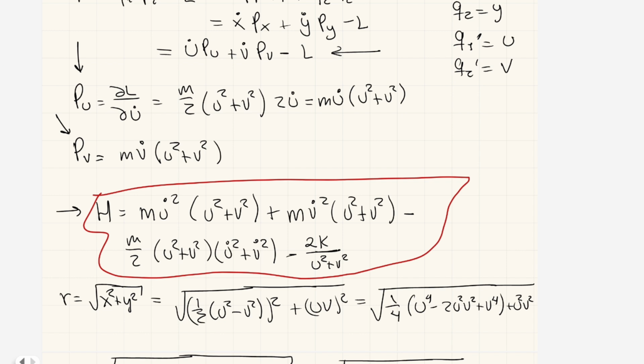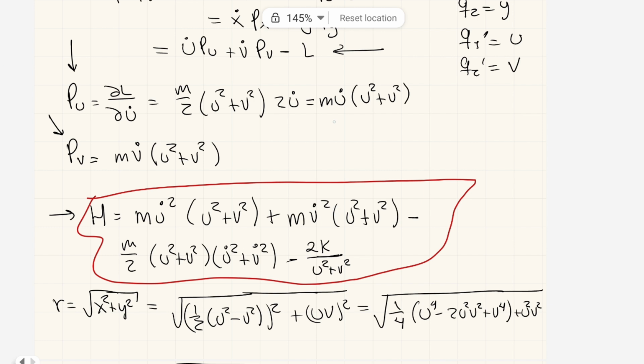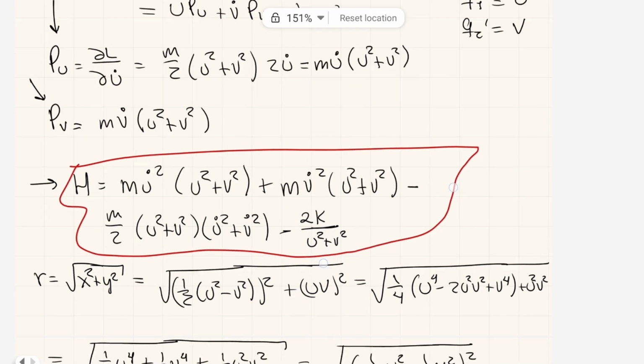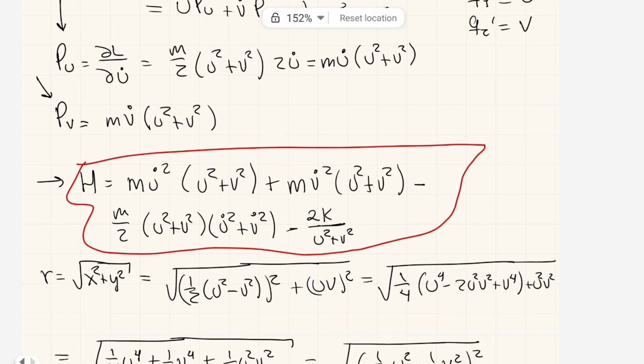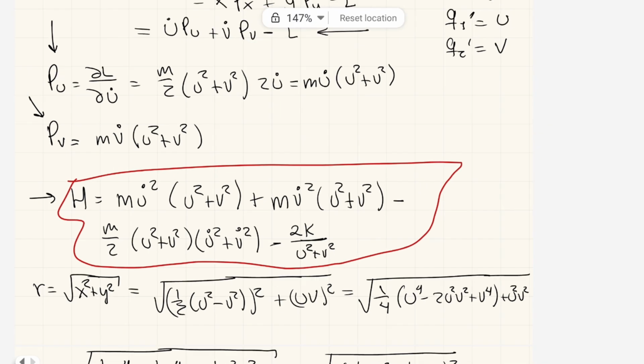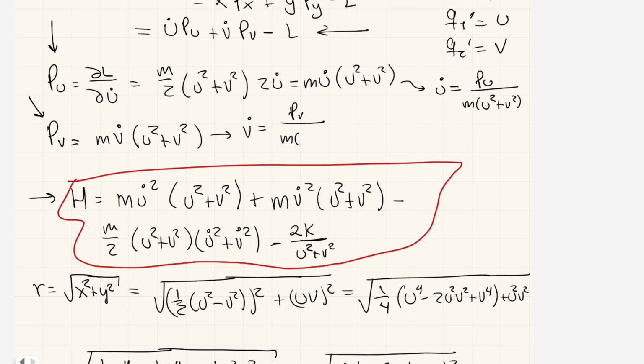Recall that the important thing is to erase the variables that are being differentiated with respect to time, in this case u dot and b dot. So our Hamiltonian still depends on u dot and b dot, but from these equations we get that u dot is equal to pu divided by m(u² + b²), and from this we get that b dot is equal to pb divided by m(u² + b²).